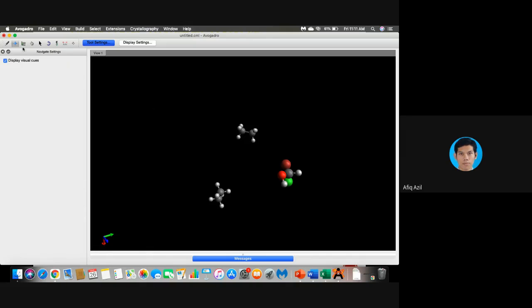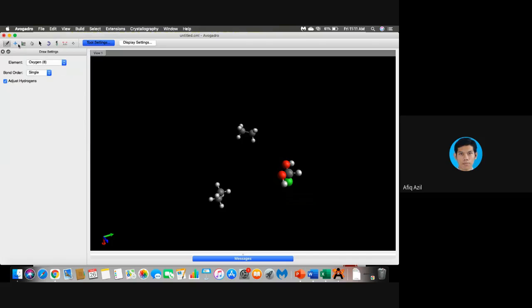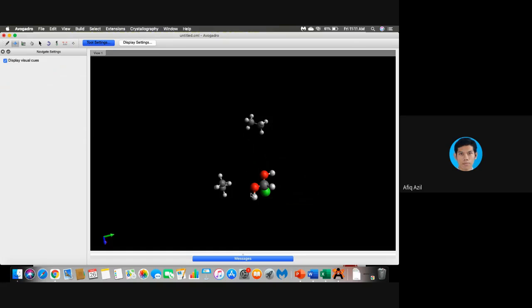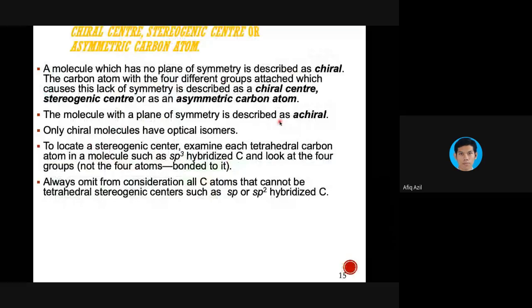If, let's say, 2 of these are the same, you have carbon, hydrogen, chlorine, and then OH and OH. If there are 2 substituents of the same group or same atom, then the carbon in the middle won't be called a chiral center. All of the groups on the carbon must be 4 different atoms or groups of atoms.